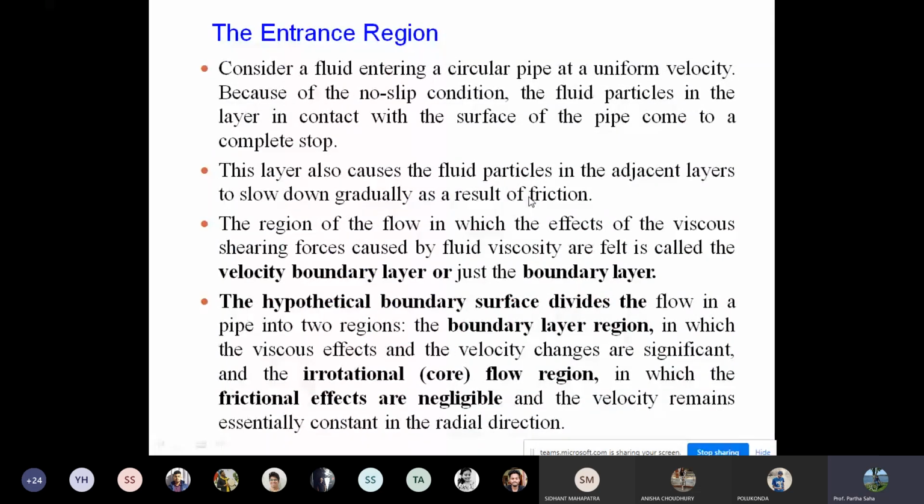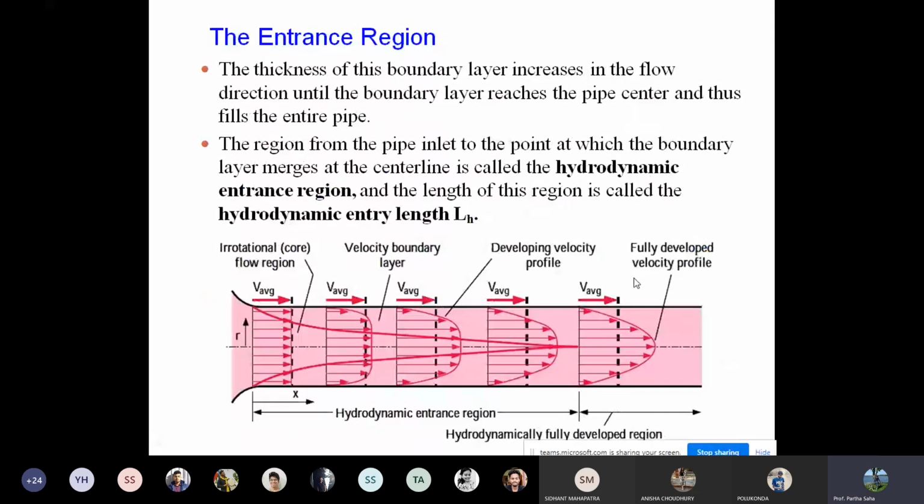The region of the flow in which the effect of the viscous shearing force caused by the fluid velocity is felt is called the velocity boundary layer, or the boundary layer. I think all of you know what a boundary layer is. So this region where the velocity is varying is known as the boundary layer, called the velocity boundary layer. And the region inside where there are no disturbances or viscosity effects is known as the irrotational flow region, or the inviscid region.